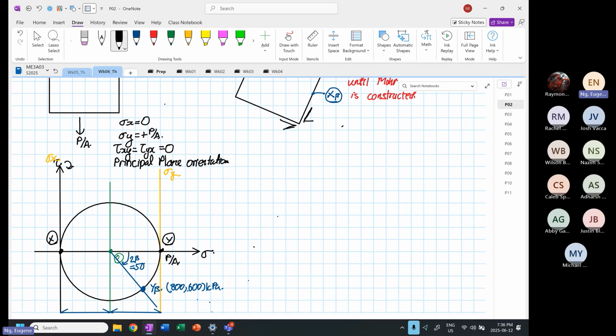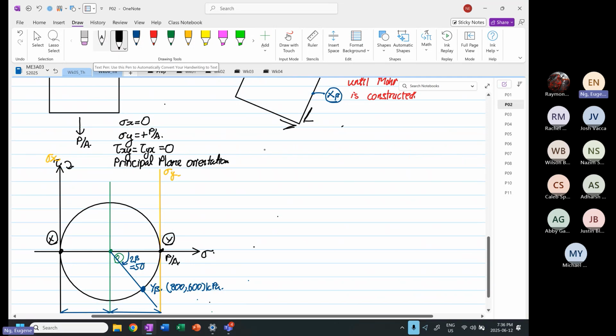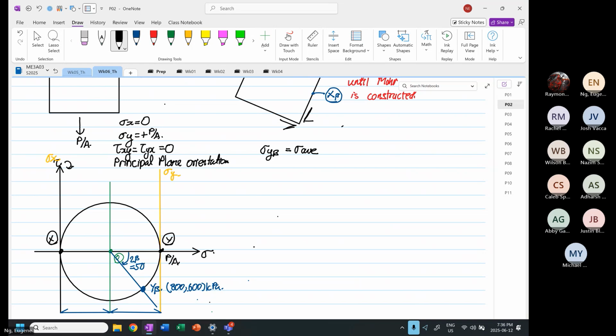So we can calculate like what we have done before. So stress y beta, let me change. So we know that small normal stress y beta now is equal to stress average plus tau max cosine 2 beta, cos 2 beta.